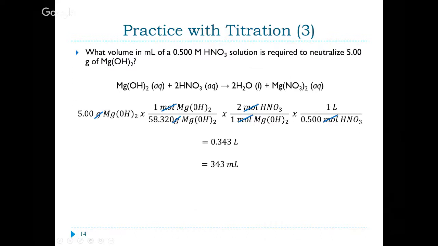58.320 times 1 times 0.500, right? This is our concentration. We've just flipped it over so that our units will cancel. So then this tells us that we need 0.343 liters of nitric acid with a concentration of 0.500 molar to titrate to neutralize all of this magnesium hydroxide. So it says for milliliters, so we just simply convert this back and see that this is 343 milliliters of solution is needed for this neutralization reaction.